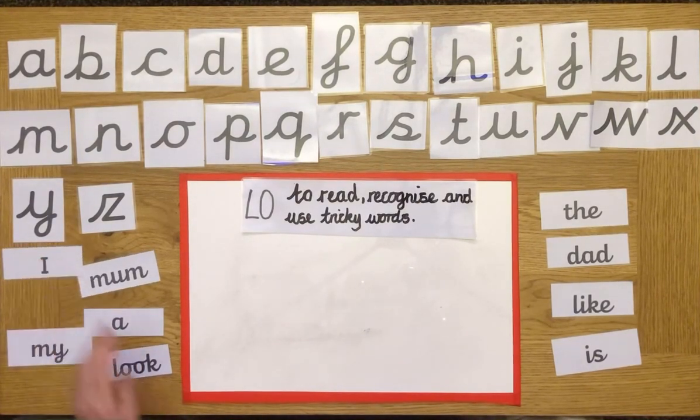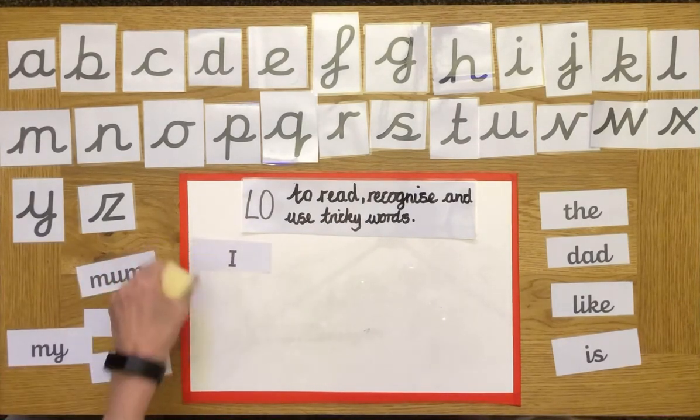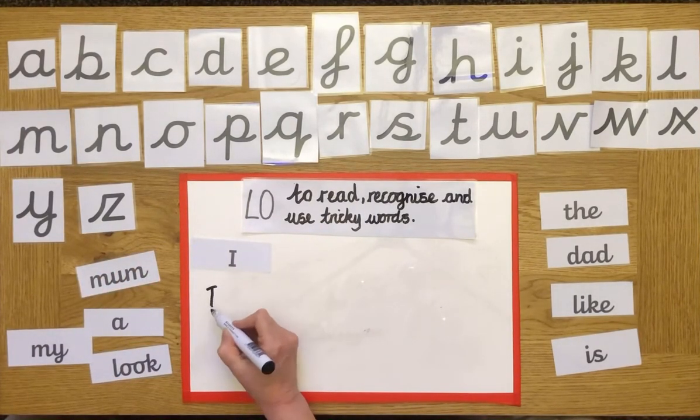Now, we're going to write a sentence with some of these words. I'm going to write one that says, I like my hat. What would I start with if I was writing a sentence with I like my hat? Brilliant, I. So I'm going to write I.